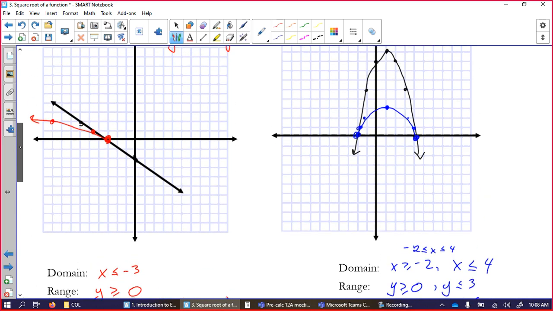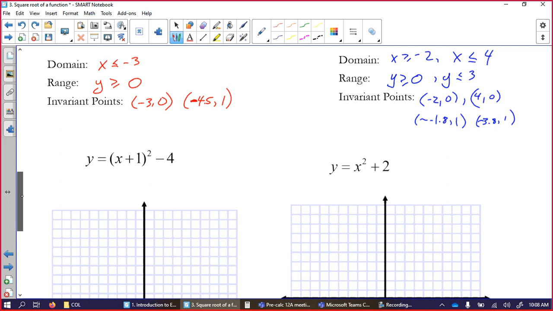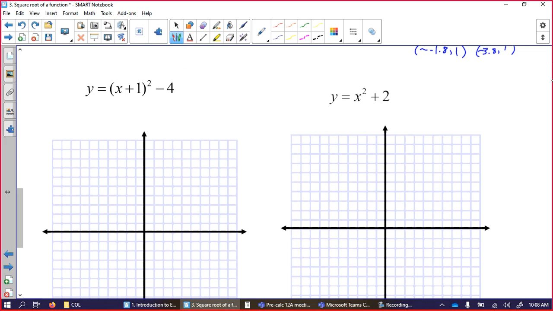So these can look slightly different if it's a parabola. This one has a vertex of -1 and -4.